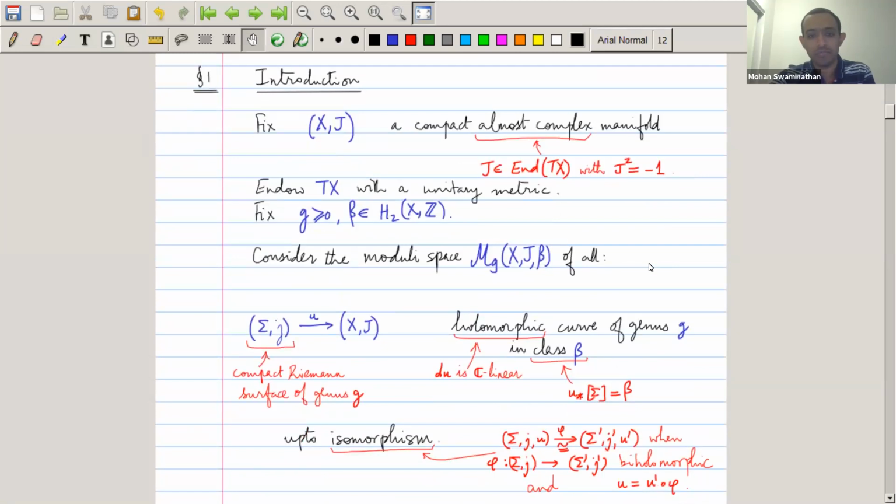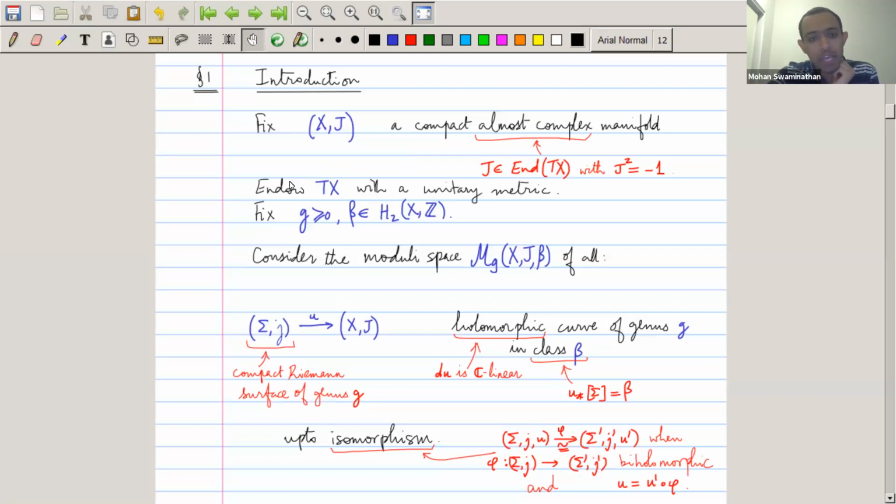So our basic object of study is a compact almost complex manifold (X, J). What this means is that X is a compact smooth manifold, and J is an almost complex structure, which means that it's an endomorphism of the tangent bundle which squares to -1. So the tangent bundle of X acquires a complex vector bundle structure with J acting as multiplication by the square root of -1.